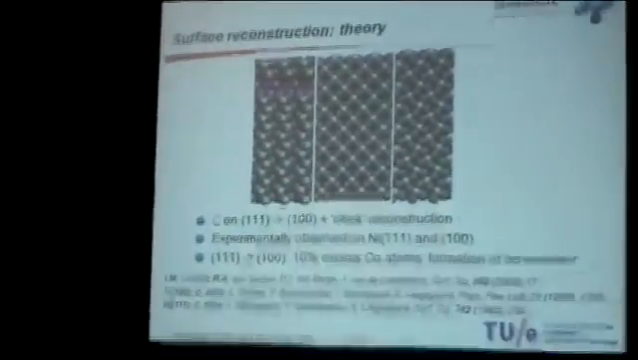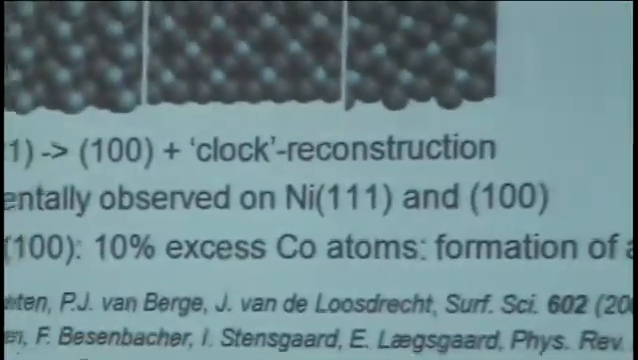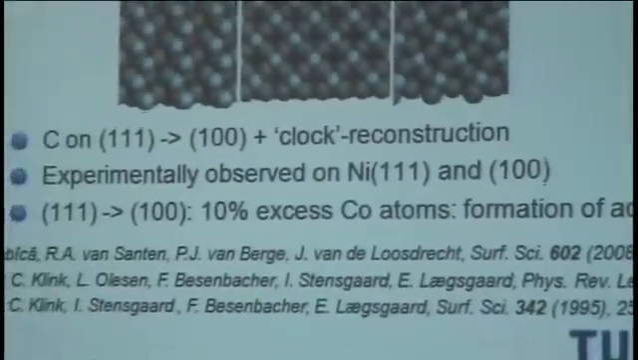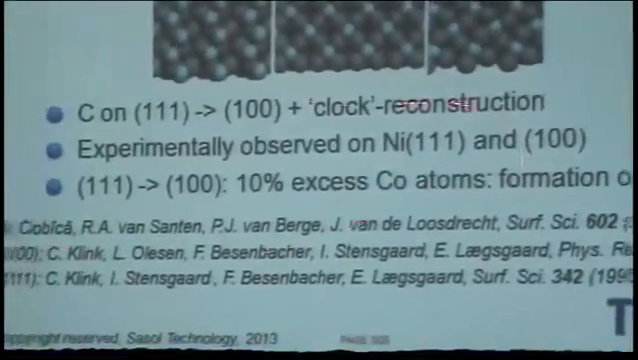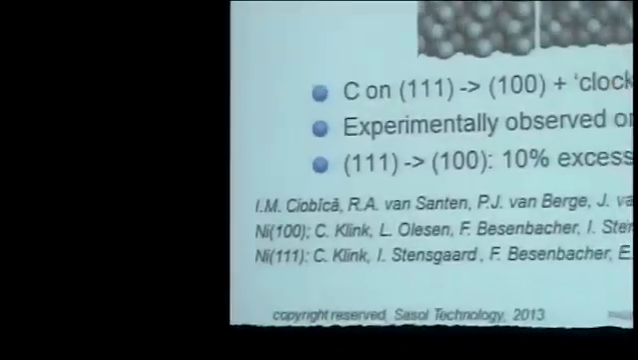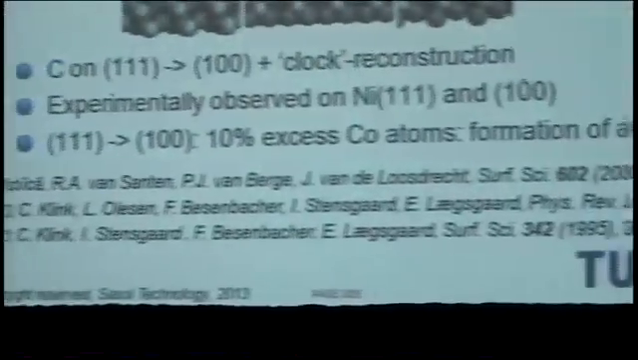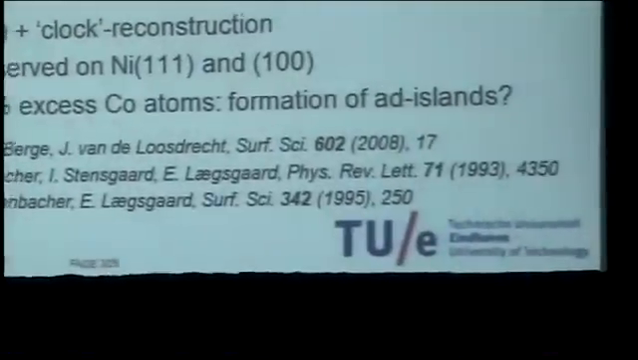So the reconstruction itself will give you a flat surface, but because of this 10% excess atoms that you would predict based on the surface density of cobalt atoms, they may form adislands, which can explain the roughness that you see experimentally.